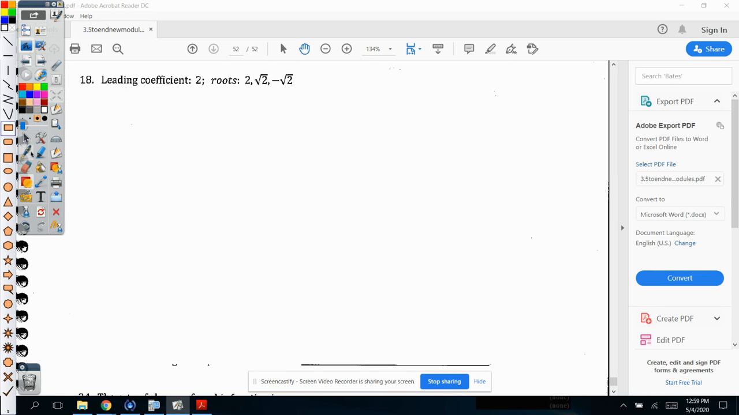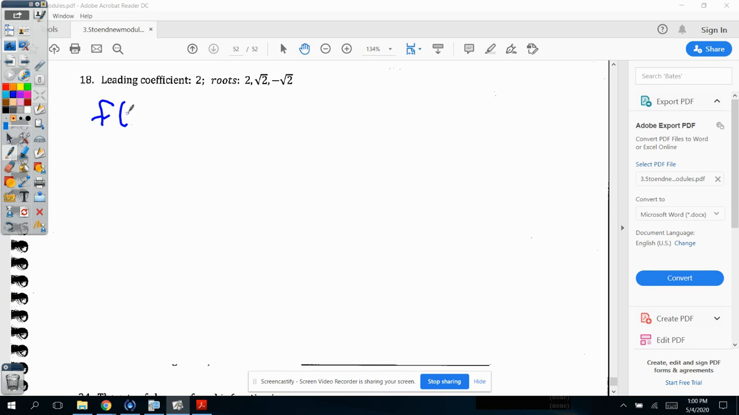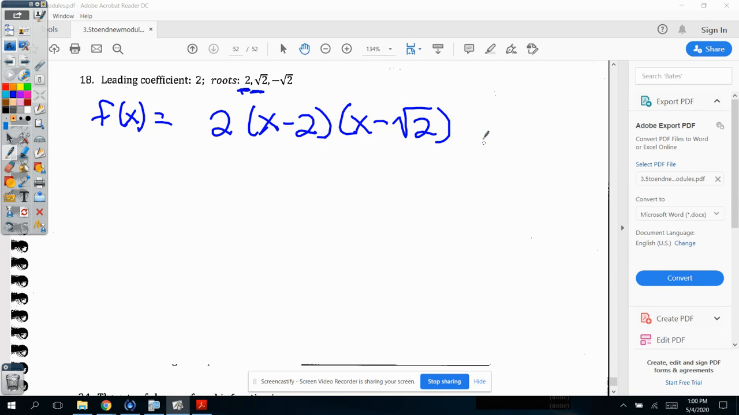Okay, so the leading coefficient is 2. Don't forget your f of x here. And the roots are x minus 2. Well, the root is 2, so the factor is x minus 2. If it's a square root of 2, then it's x minus square root of 2, and those always come in pairs, so then there's an x plus square root of 2. It's always best to multiply these conjugate pairs first.